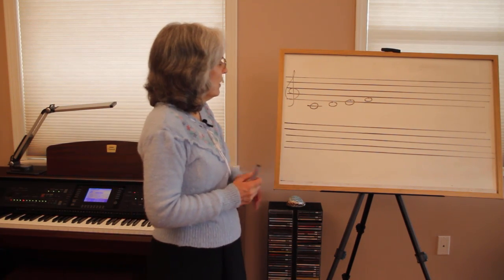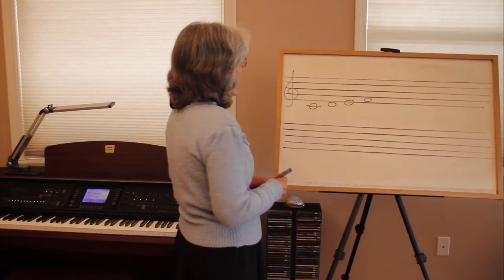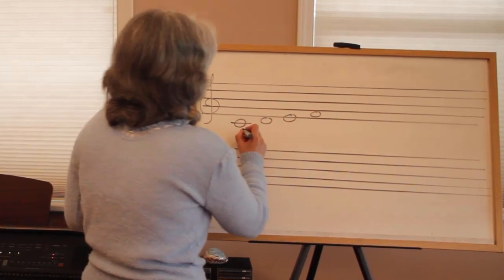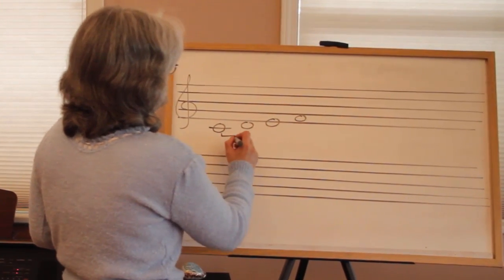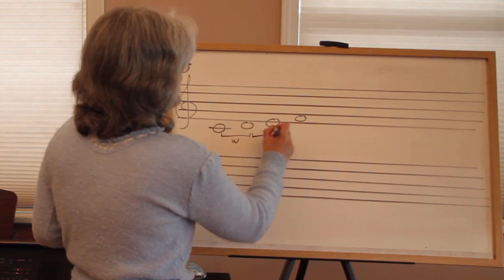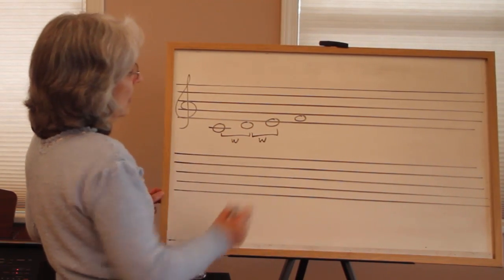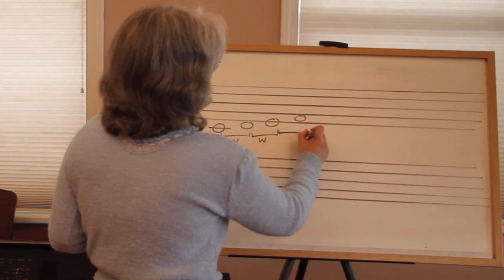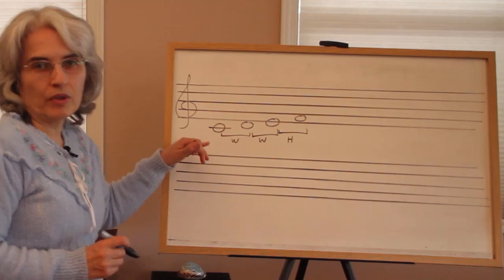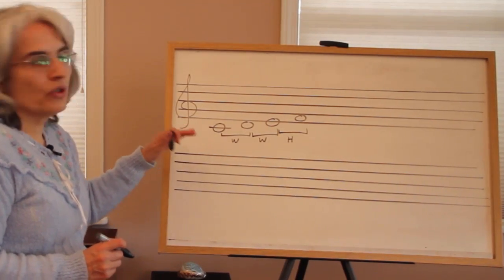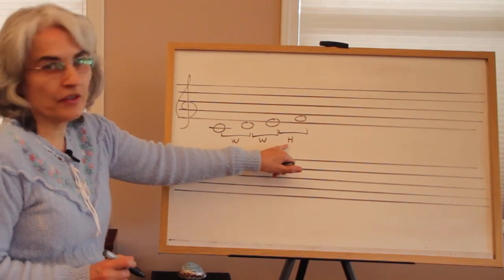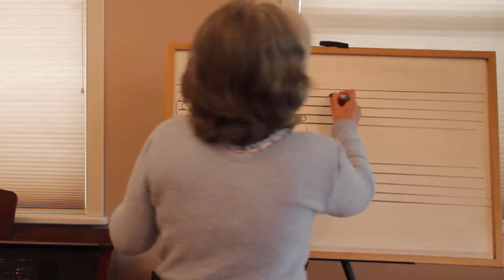All right, so let's look at this tetrachord. It starts on C, and the distance between the notes is as follows. From C to D, we have a whole step, right? From D to E, we have a whole step. And from E to F, we have a half step. So this is the sequence, this is the order that the notes of the tetrachord have to be in. Whole step, whole step, half step.